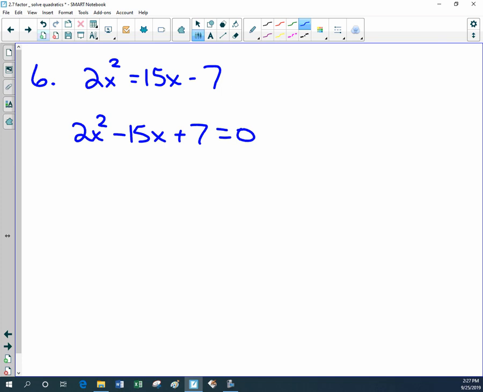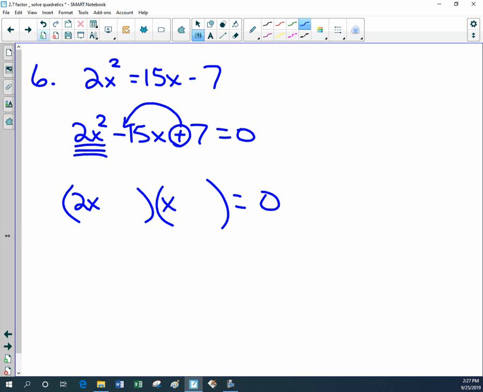Remember, when we get everything to the same side, we want the leading coefficient to be positive. So we want the x squared to be positive. Right? Now look for a common factor. These three terms do not have a common factor. So now factor the problem. So factors of 2x squared: 2x and 1x. Factors of 7 would be 1 and 7. I know both signs are going to be negative.